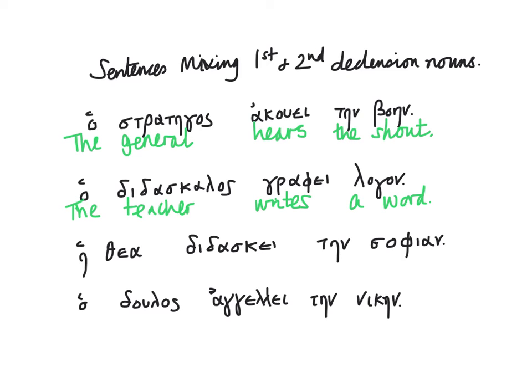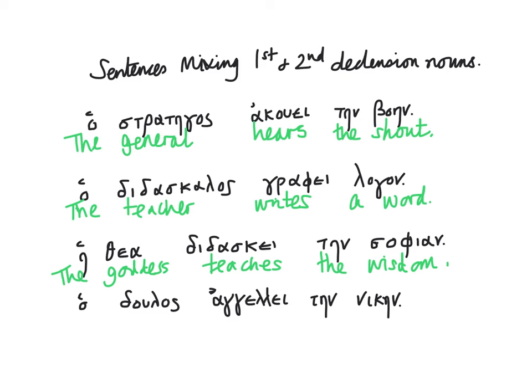Number 3. He thea didaskei ten sophian. The goddess teaches. Now, it looks as if I should say the wisdom, but that doesn't quite look like good English. And it's a little bit like what we saw with Ho Alexandros. Remember that? With names, Greek likes to use a definite article even though we don't usually use it in English. Same goes for abstract nouns.